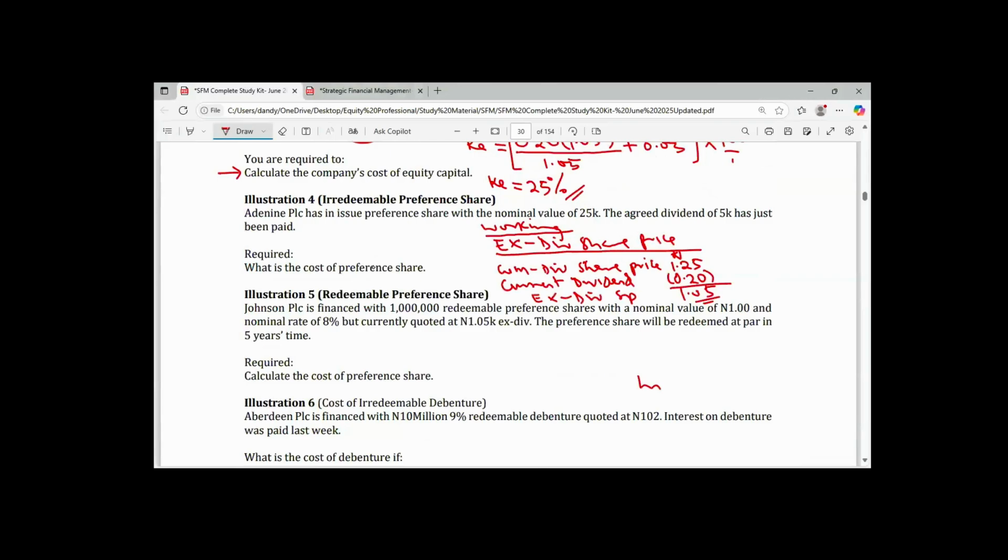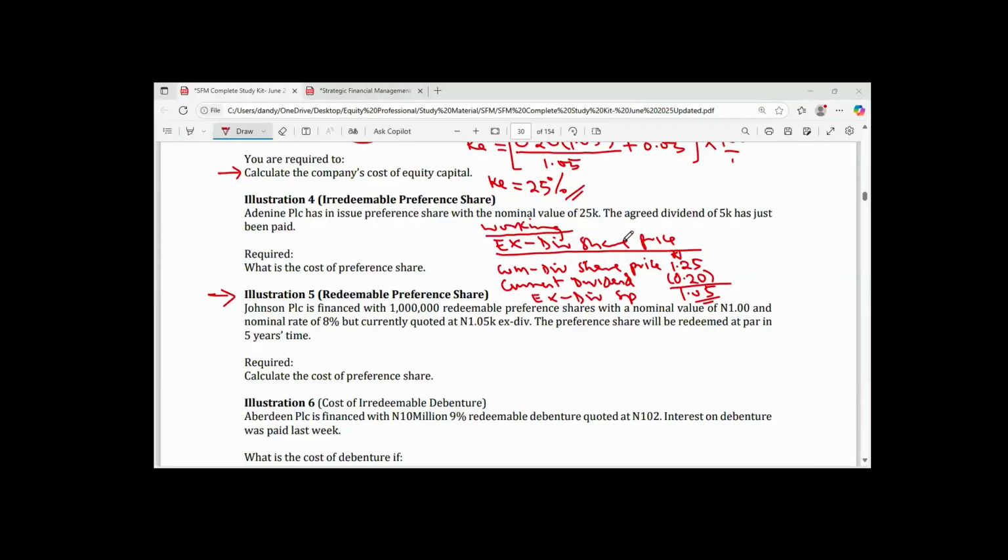I need one of you to read illustration number 5. Johnson PLC. Who is helping us? Do we have Johnson in this class? Who is helping us to read? Johnson PLC is finance. Thank you.